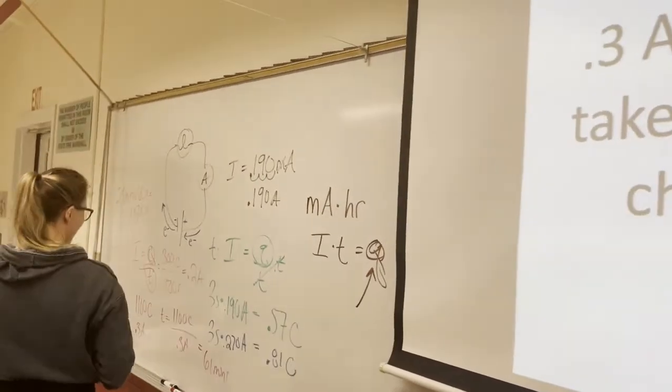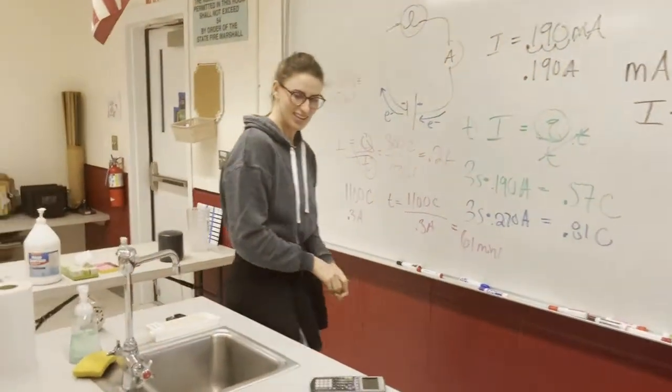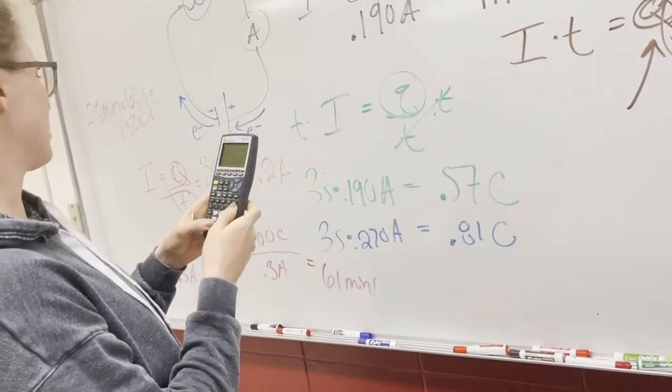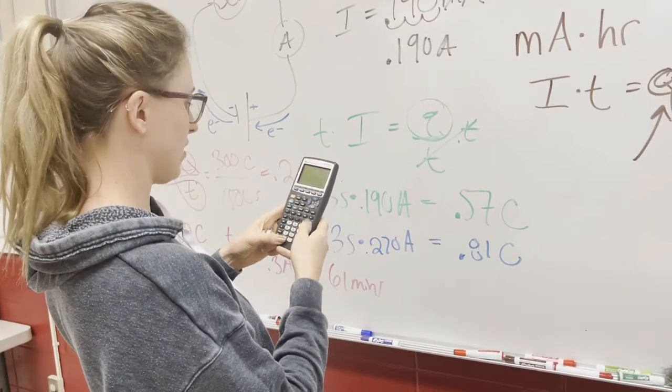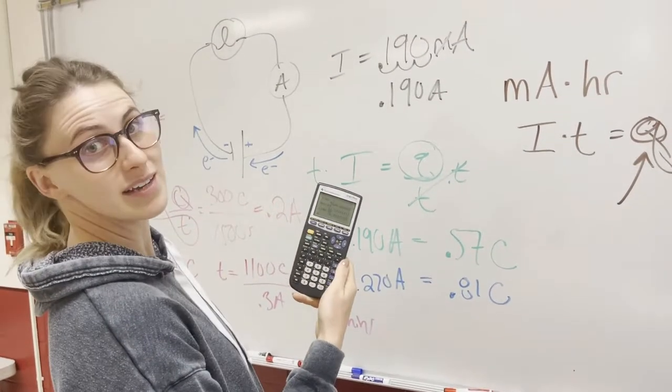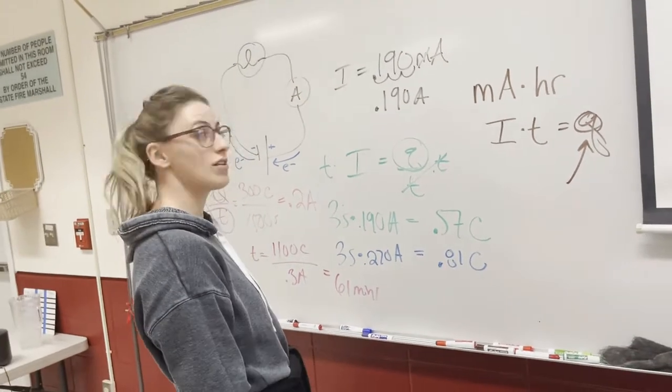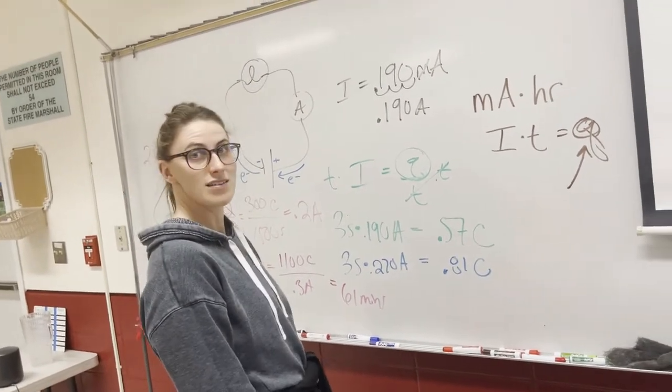Well, that's 1 coulomb per second. It'll charge it faster. So 1100 divided by 60, and it's going to be 18 minutes, right? Yeah. So that's a lot faster. It's almost 3 times as fast. Yep.